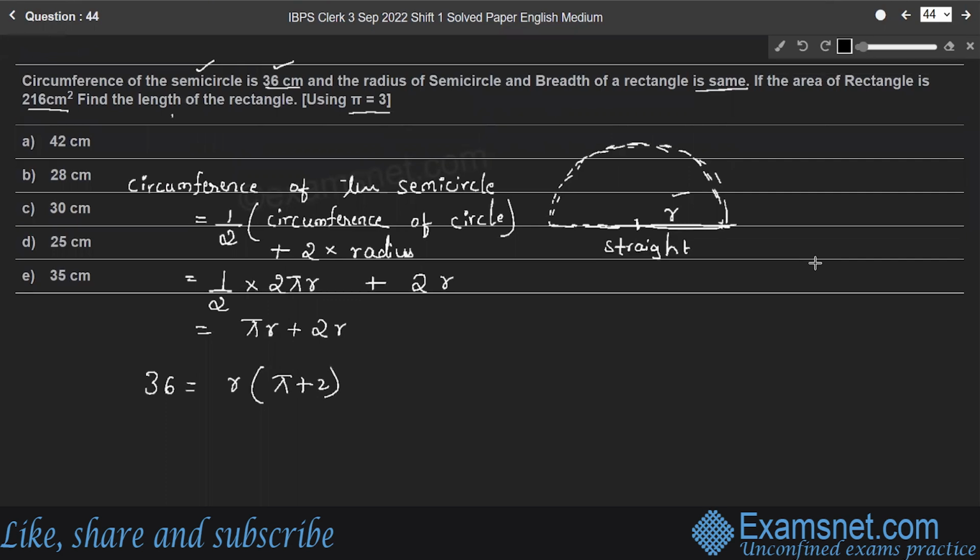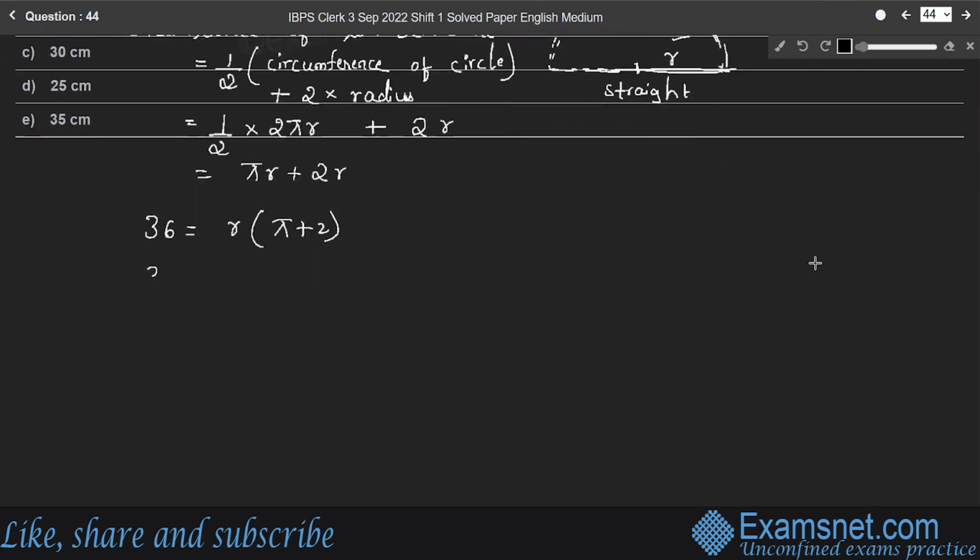So it is given that pi is equal to 3. Using pi is equal to 3, we will find the value of r. 36 is equal to r into 3 plus 2. Therefore r is equal to 36 by 5, which is 7.2, right?